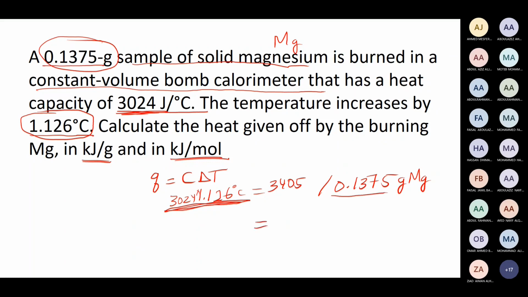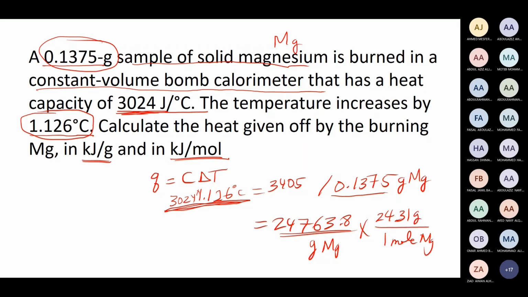Divide by this number. It will be 2476, 2476.3. Exactly. Clear? And can you do it per mole? This is per gram, so now you multiply by the mass of Mg. What's the mass of Mg? 24.31 gram per mole. If you multiply it by 24.31, you'll get it per mole. That's it. Is this clear?